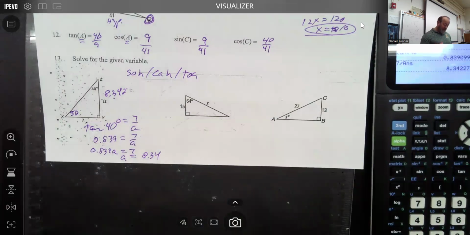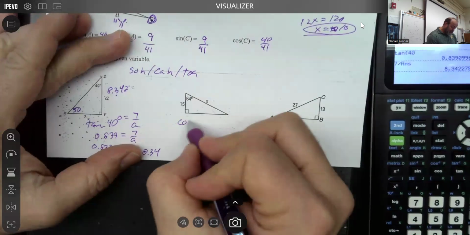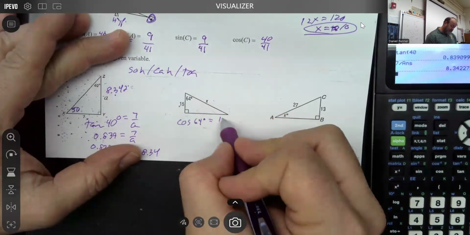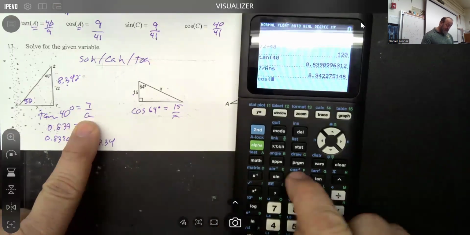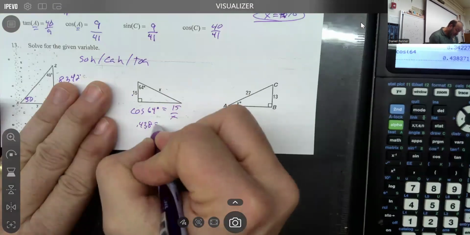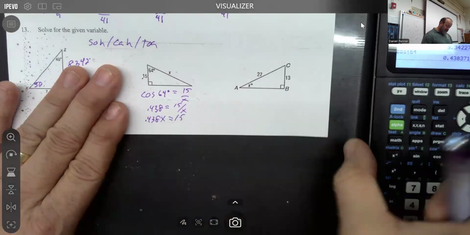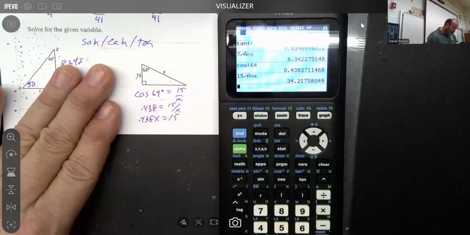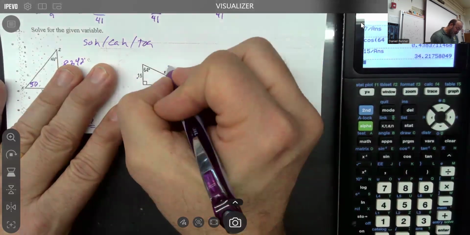It probably is okay. Now here, we're going to be looking at a cosine because the cosine is the adjacent, the close one, divided by the hypotenuse. Now again, this is just like this one where the variable's in the bottom. That's kind of the bummer. Cosine of 64, we're looking at 0.438. I'm going to cross multiply. 0.438x is 15. And so I just need to take 15 and divide it by the cosine of 64. And I got 34.2.